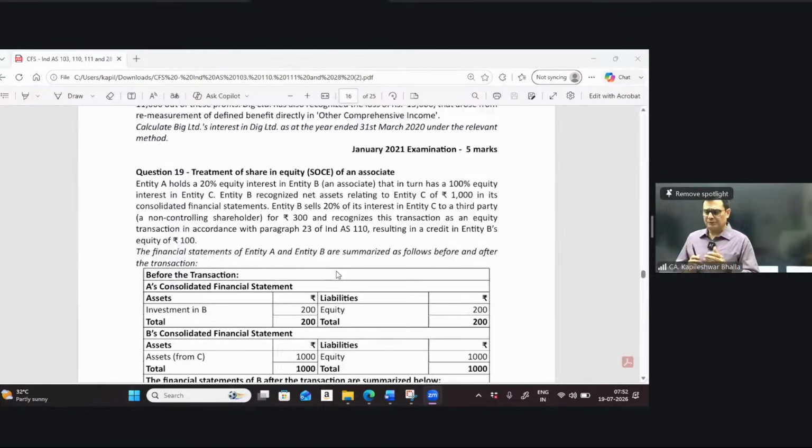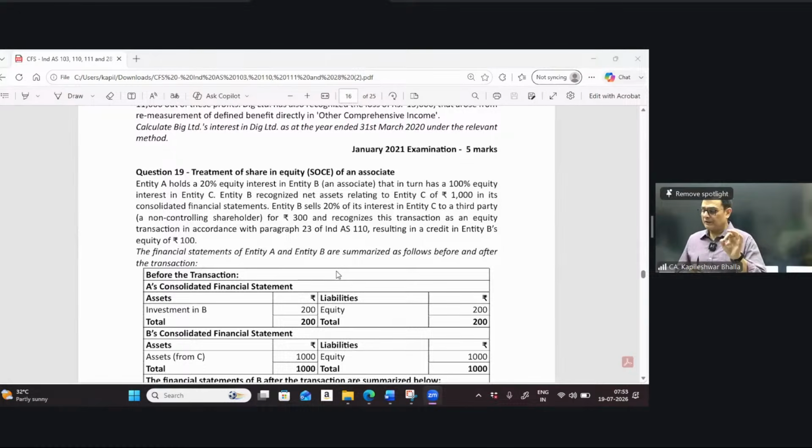Now you can well imagine B has got a 100% stake in C. And when he sold 20% interest in C, it is a case where the control continues. It is a case which we just saw that there is a disposal, but the disposal still means that the control continues in this case. So which means he would have done the entry, bank gets a debit, NCI gets a credit, and the difference must have been taken in terms of equity.